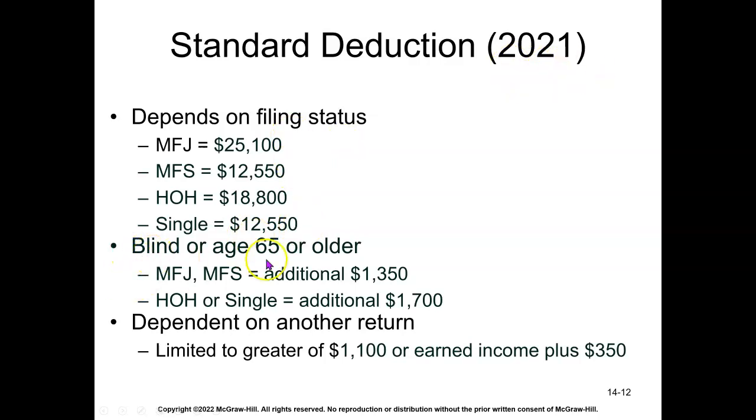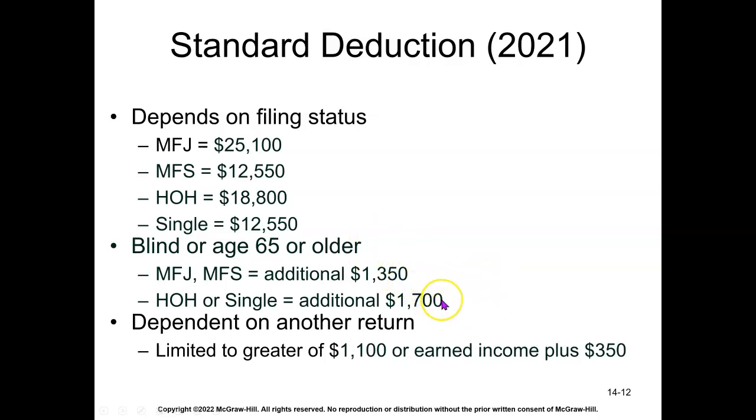However, if you're blind or age 65 or older, and you're married filing jointly or married filing separately, you get an additional $1,350. If you're blind or age 65 or older, and you're head of household or single, you get an additional $1,700. Right, so you probably will ask me already, well, why is there a difference between $1,350 and $1,700? I guess the most honest answer is your guess is as good as mine.